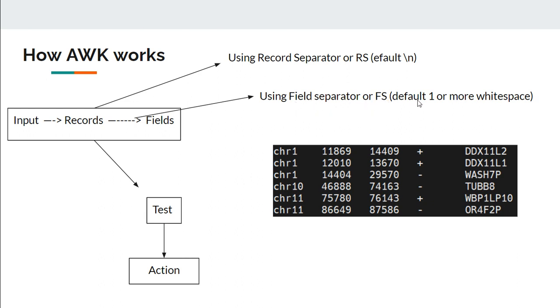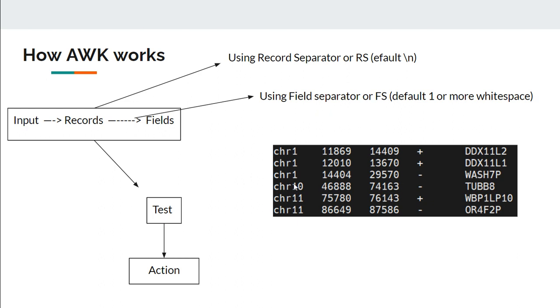By default it represents one or more white space characters, that means one or more spaces as well as tabs. Everything like that will be removed, and based on that the data will be split, each record will be split into different fields. This is how it will do.